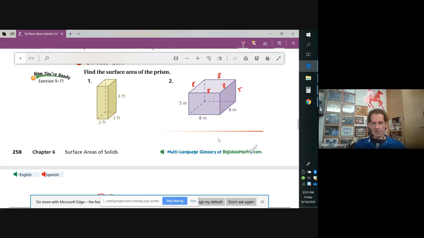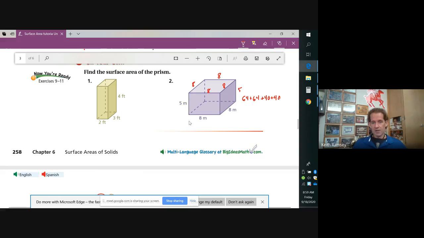All right, so how would we figure out what this is? I've got the top and the bottom is 8 by 8. So 8 times 8 is 64. How many of those do I have? I've got 2. 64 plus 64. And then I've got a front and a back that's 5 by 8. I know 5 times 8 is 40. How many of those do I have? You got 2 of them. So I have 40 plus 40.